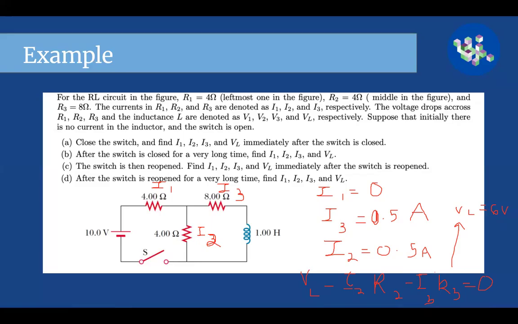All right. And the last part is that the switch is reopened for a very long time. So after a very long time, the switch is off. Find I1, I2, I3, VL. I'll give you 1 minute for this also.